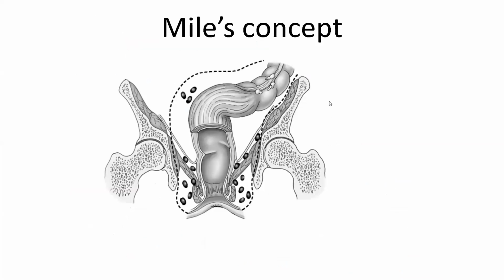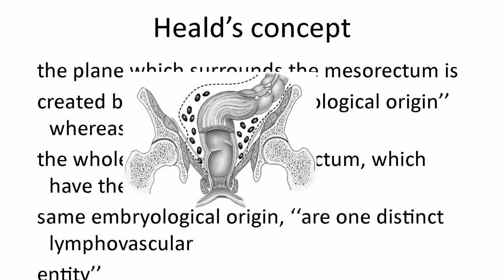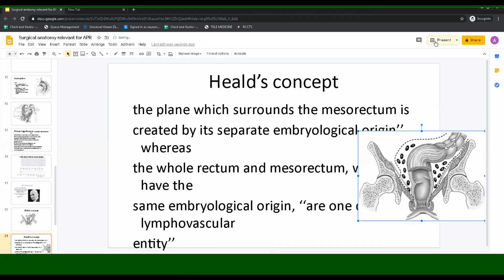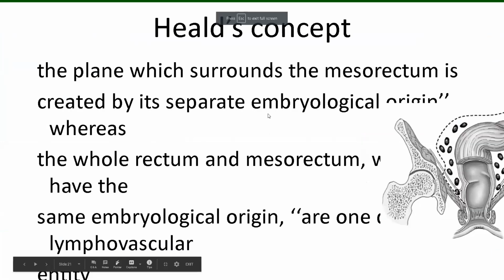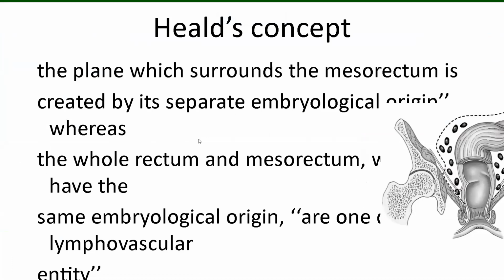So the first concept was that of Miles. Miles proposed that rectal cancer spreads longitudinally, both superiorly and inferiorly, and his radical surgery included removal of the tissues as depicted in this figure. Later came Heald's concept, developed in 1982, that the plane which surrounds the mesorectum is actually created by its separate embryological origin.